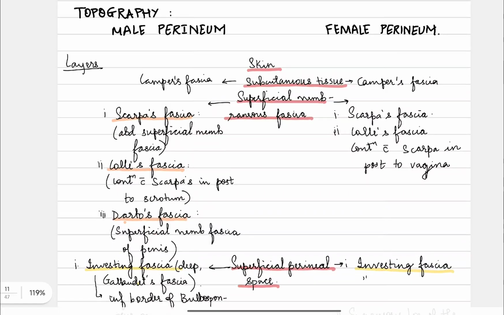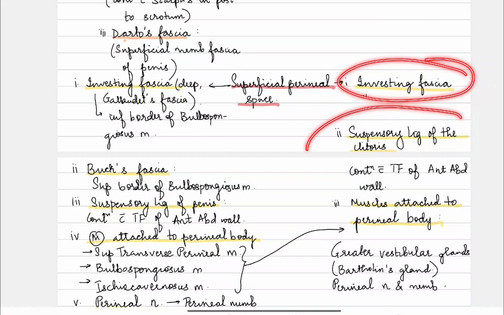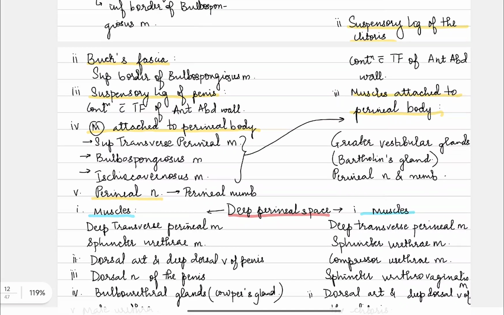Now you have seen here, in superficial membranous fascia, male have Scarpa's fascia, Colles and Dartos. In female, there is Scarpa and Colles. In superficial perineal spaces, there is investing fascia in male, Buck's fascia in male, and suspensory ligament of penis. And in female, there is investing fascia and suspensory ligament of clitoris. Now, we would move on to the muscles.